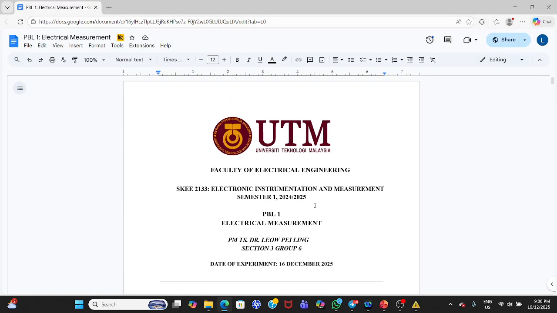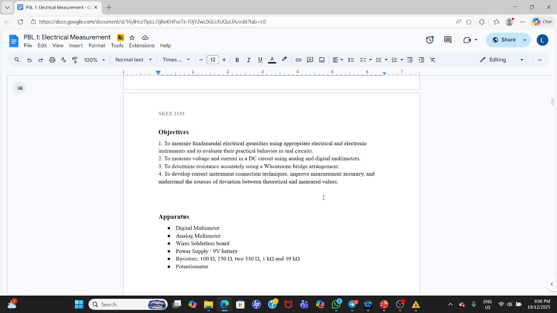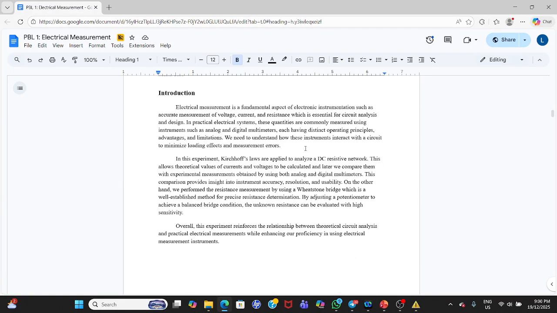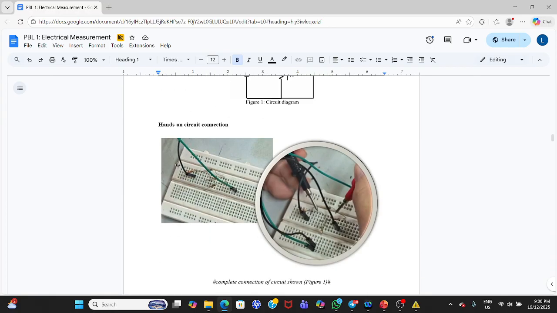Okay, so this is the experiment 1 electrical measurement. We do the experiment, we compare the analog and digital for the first experiment, and for the second one, we determine the resistance using the Wheatstone bridge, and we compare the accuracy. So this is the apparatus we use. For experiment 1, we connect the circuit in parallel, and then we determine the value of the resistor before we connect it in the circuit.